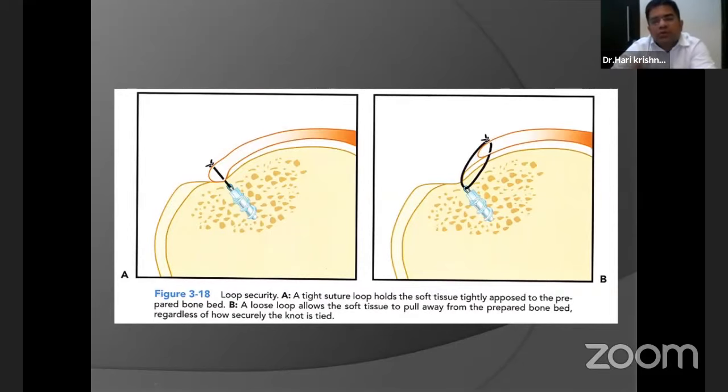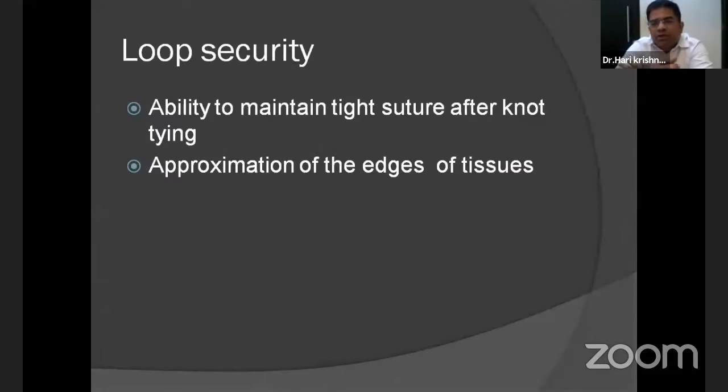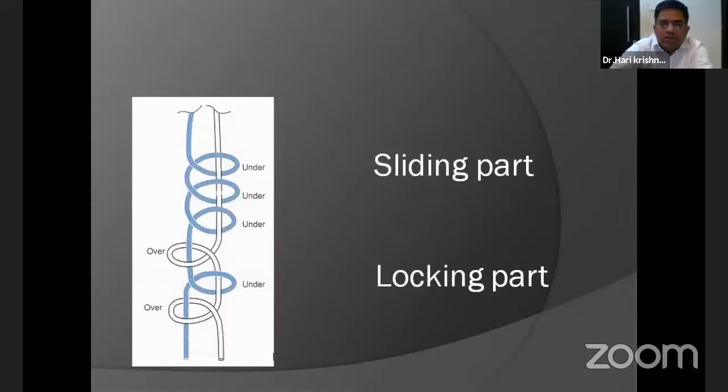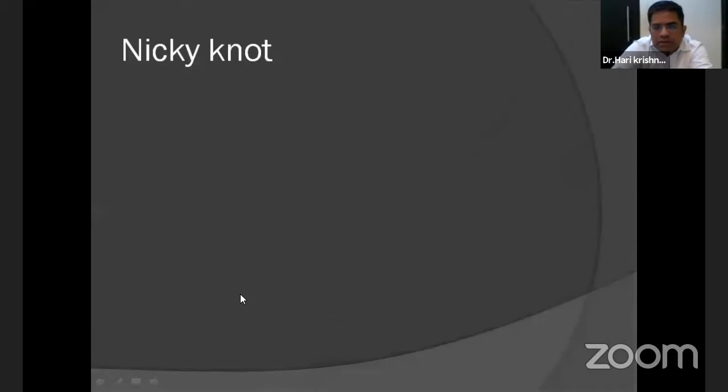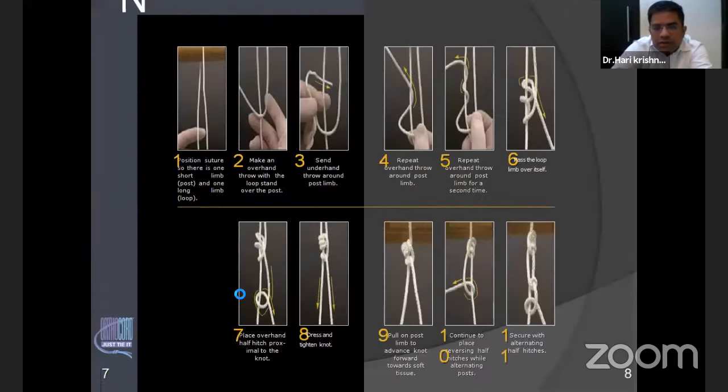So how do we get better loop security? It's mainly to have tight sutures, and a tight approximation of the sutures, to see during arthroscopy whether the tissue is approximated properly or not. So what is this? This is a loop, and which is an under. This is over and over. I'll come to it with the video.